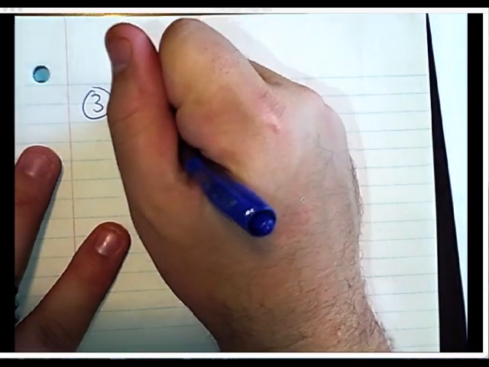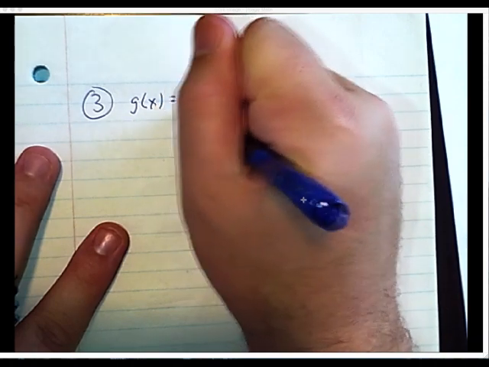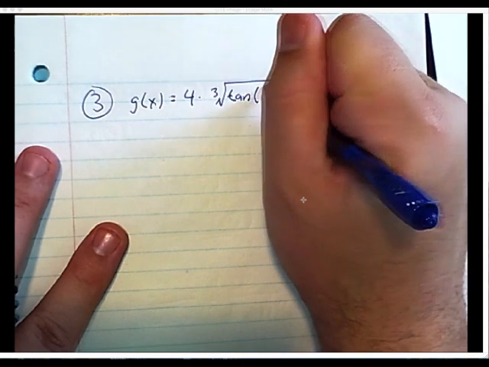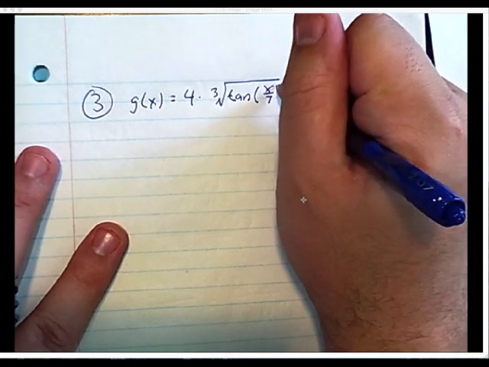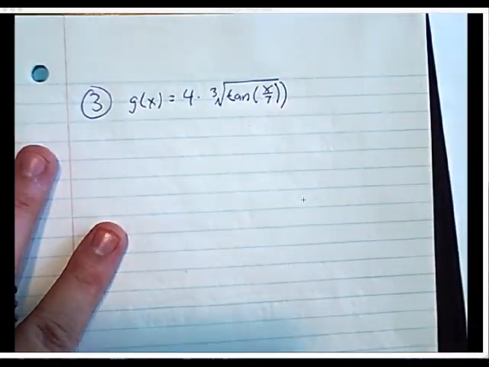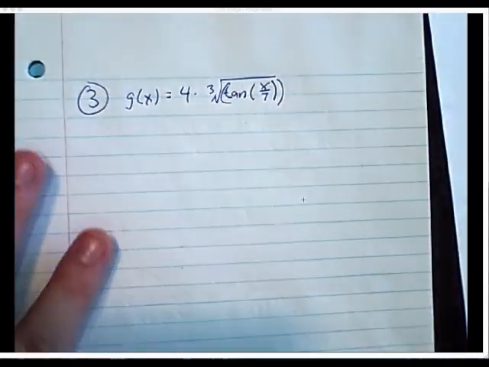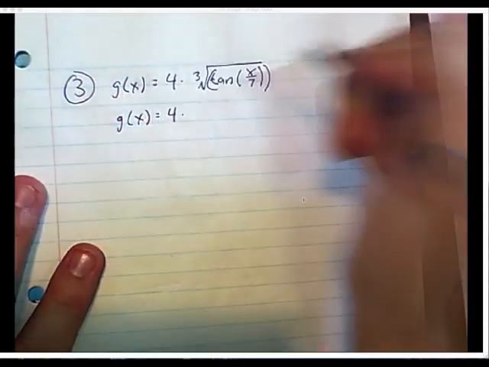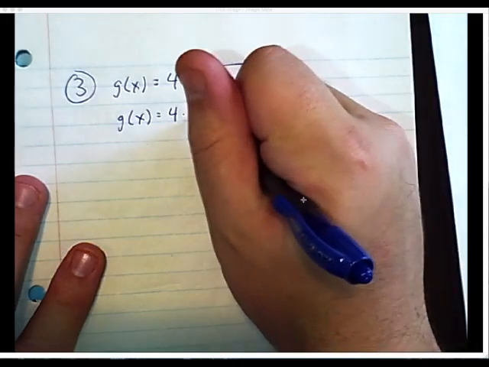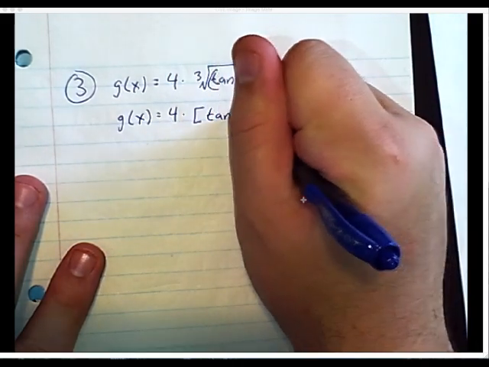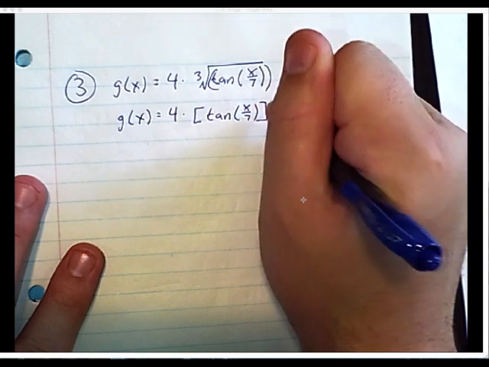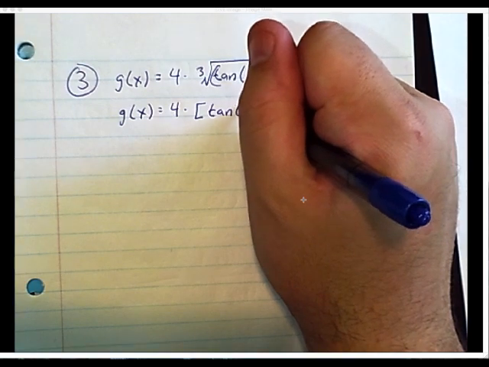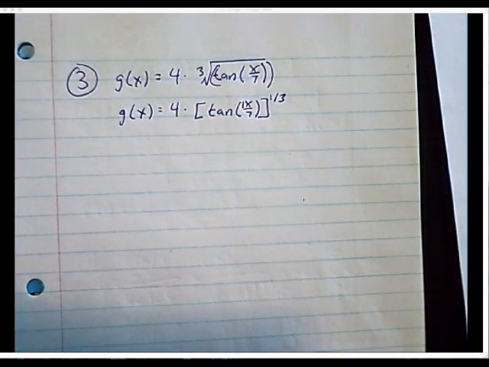We have g of x equals 4 times the cube root of tangent of x over 7. Let's rewrite it a different way, so taking a derivative will be easier. 4 times, instead of something as a cube root, you can write this as tangent of x over 7 to the 1/3 power. And you could also write the x over 7 as 1/7 times x.